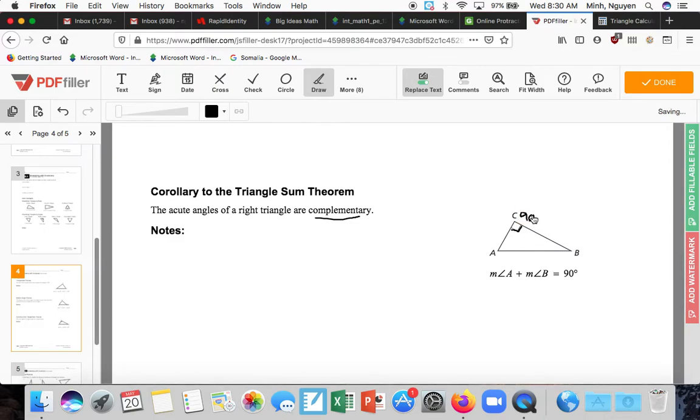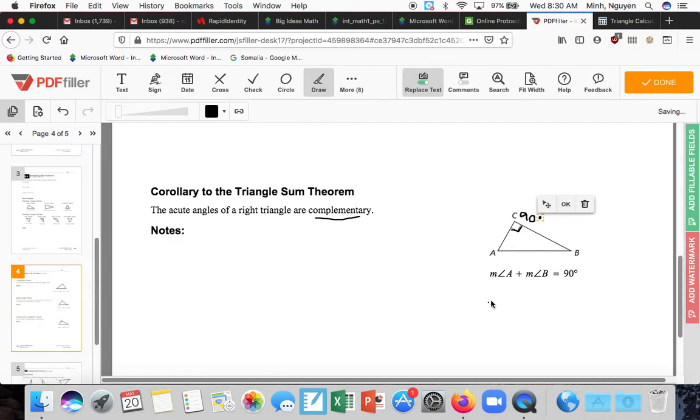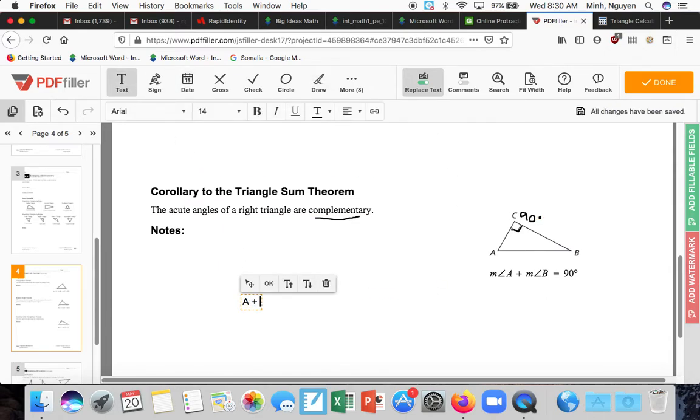And I know that they always have to add up to 180. So I'll say, just to make it fast, A plus B plus C equals 180. If any of them ever is a right angle, so in this case 90, then that means the other two have to be complementary. That's just literally how that works.